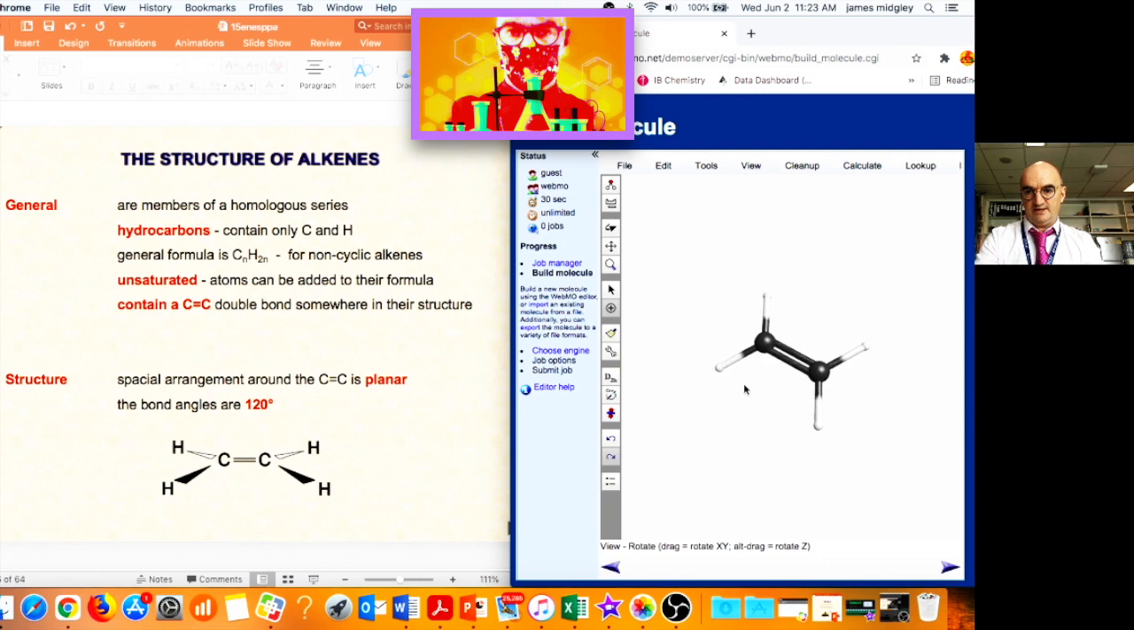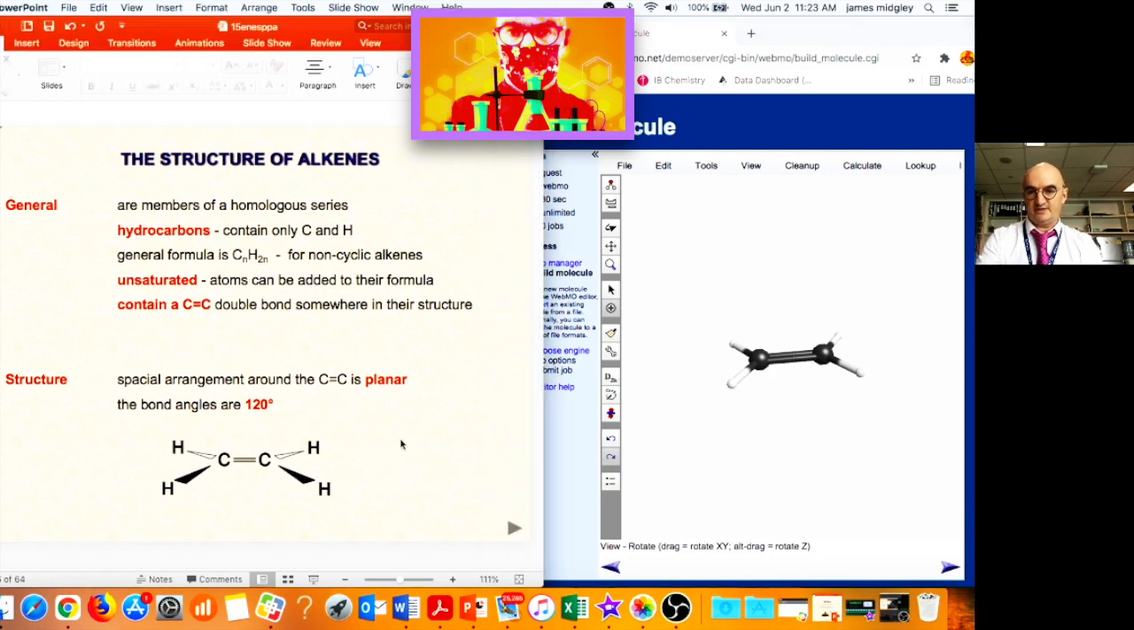So if we can just line this one up with what we see on the left hand side, it's something approaching this, isn't it? Let's get it a bit straighter. There we go. Beautiful. Pi bond in the middle and sigma bonds on the outside. Planar, 120 degrees.